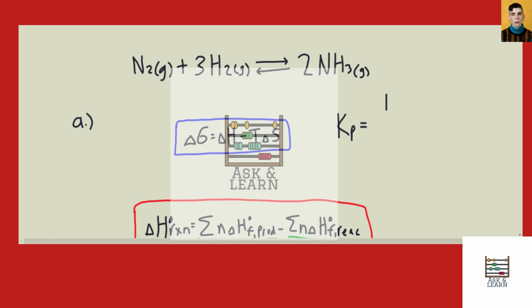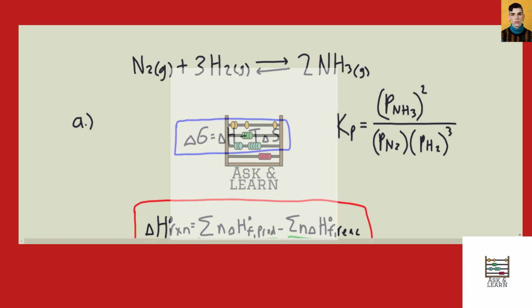And this comes out to the partial pressure of NH3 gas, since it's a product, it goes on the numerator, raised to the power of 2 due to its stoichiometric coefficient, divided by the partial pressure of N2 gas raised to the first power, multiplied by the other reactant, the partial pressure of hydrogen gas raised to the third power.